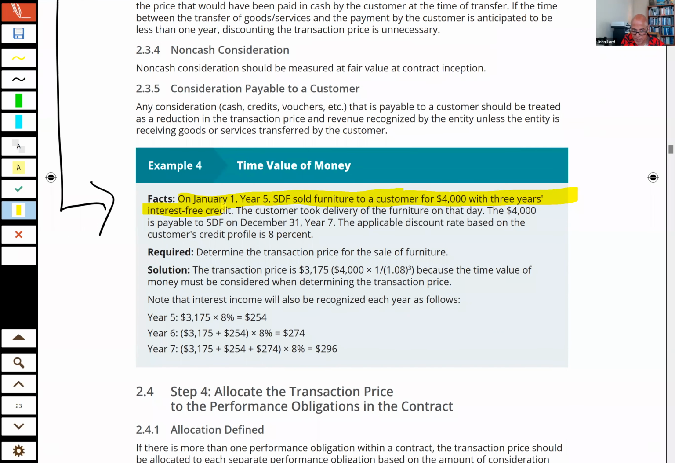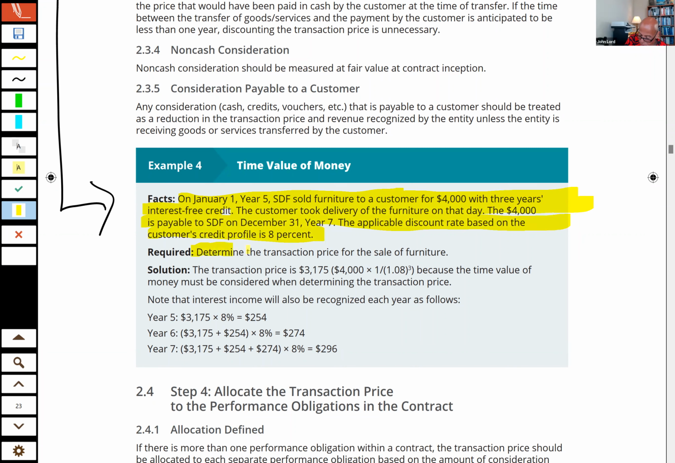In the United States, there is no such thing as interest-free. There's no such thing as interest-free, okay? The customer, we're going to have to use the time value of money. The customer took delivery of the furniture on that day. The $4,000 is payable to SDF on December 31st, year 7. The applicable discount rate is 8%, okay?